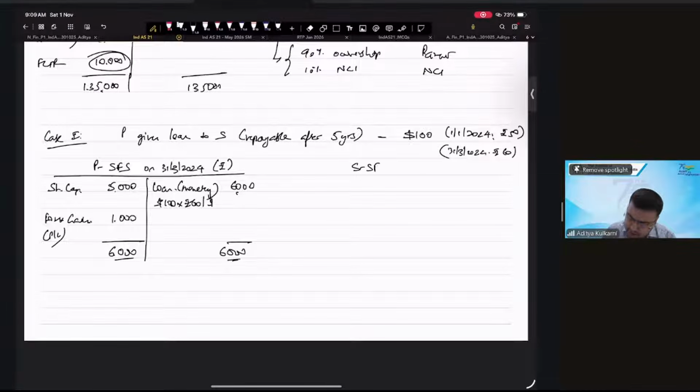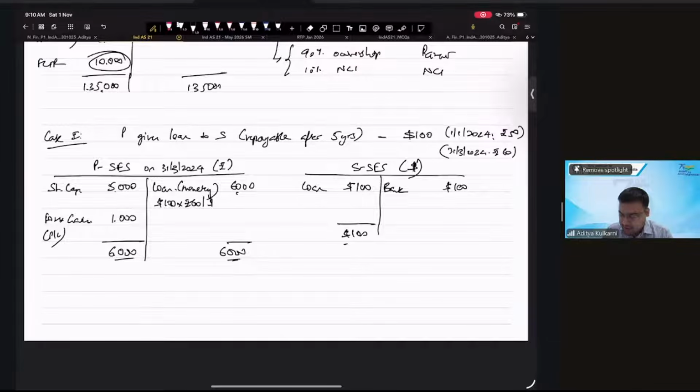Sir, in the books of the subsidiary, how would it appear? In the books of the subsidiary, the financial statements will be prepared in dollars because it is outside India. So the loan will appear at 100, and assuming it has not spent anything, it will also appear in the bank at 100. There is no need for any restatement because this itself is the functional currency. Any doubts so far? All clear.